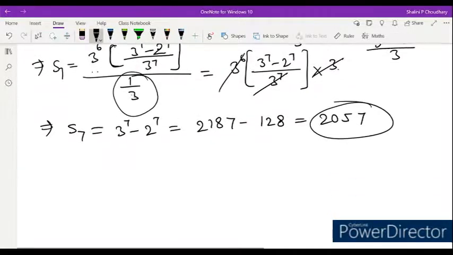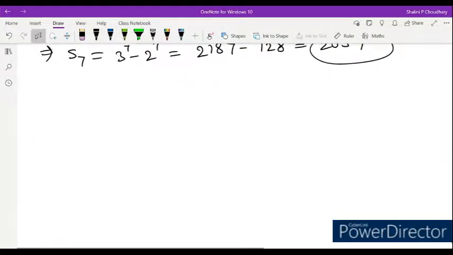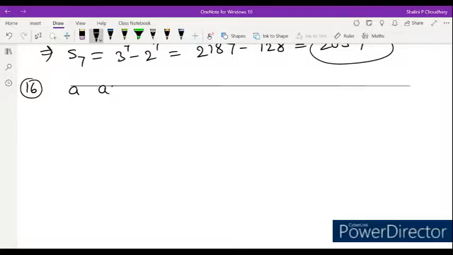Now we'll move to the next question, that is question number 16. Find a GP for which the sum of the first two terms is minus 4. The first term is a, the second term is ar, right? So the sum of the first two terms is equal to minus 4, and the fifth term is 4 times the third term.